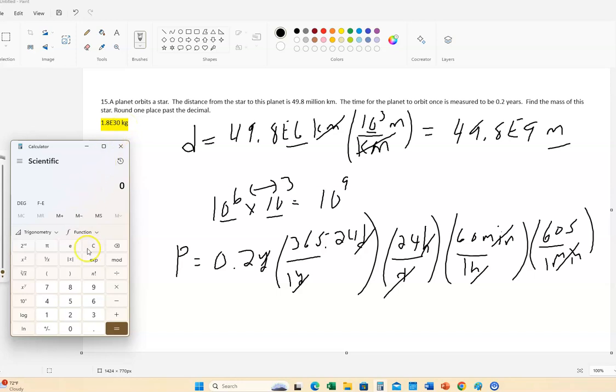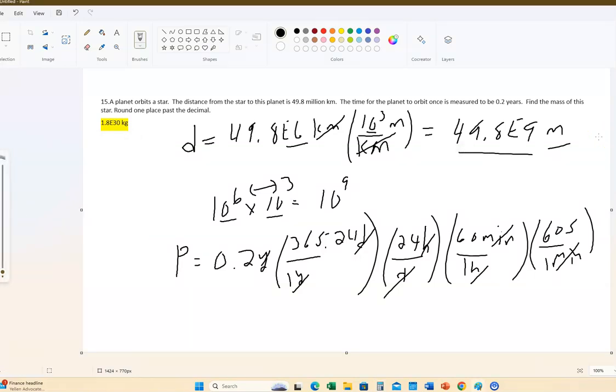All right, so let's work on this. I'm going to work on the period first. It's going to be 0.2 times 365.24 times 24 times 60 times 60 again, which is just 60 squared, equals. That's the number of seconds in 0.2 years. It's a little more than 6 million seconds. I'm going to store that in memory, and we're going to use it in a little bit. So I've got the period, and the distance here is 49.8 times 10 to the ninth.